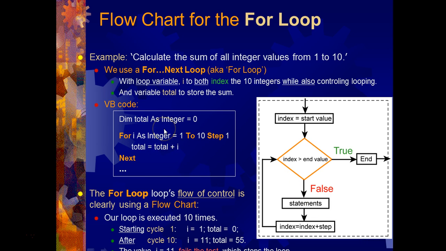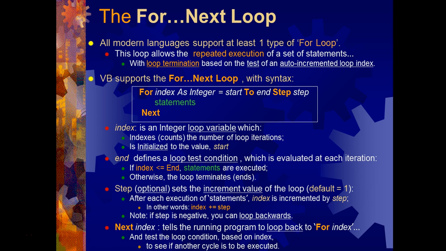Okay, so we just said that in the for loop, we specify how many times we're going to go through. So let's look at this here. It says all modern programming languages support at least one type of for loop. This loop allows the repeated execution of a set of statements. So the set of statements would go in here.